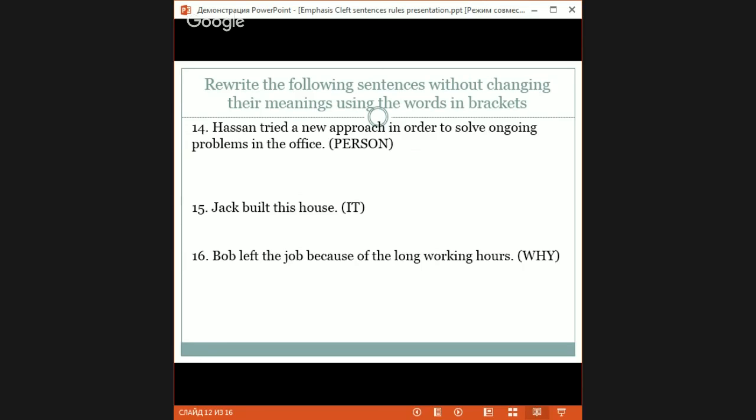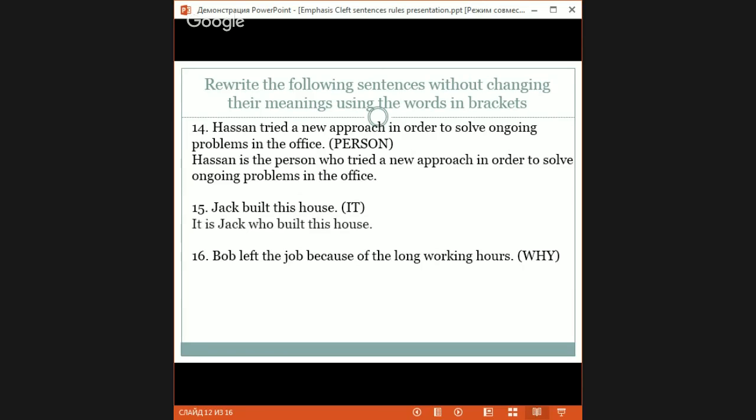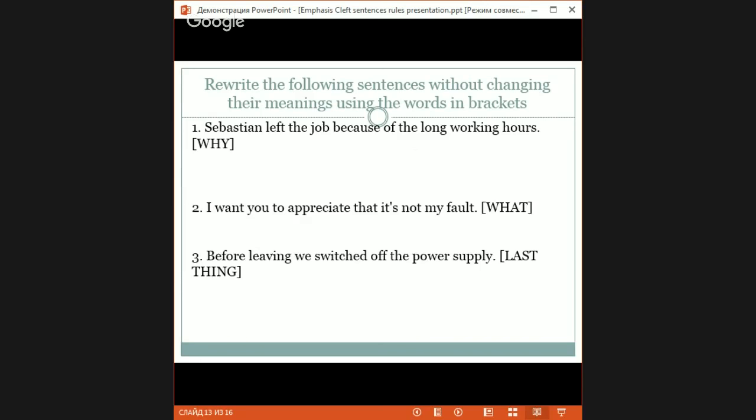Let's check. I tried a new approach in order to solve ongoing problems in the office. Hassan is the person who tried a new approach in order to solve ongoing problems in the office, or the person who tried a new approach in order to solve ongoing problems in the office is Hassan. Also possible to say, Jack built this house. It is Jack who built this house, or it was Jack who built this house. Also possible: Bob left the job because of long working hours. The reason why Bob left the job was the long working hours. Actually, the same task, you need to rewrite the sentences, I just changed the words a little bit.